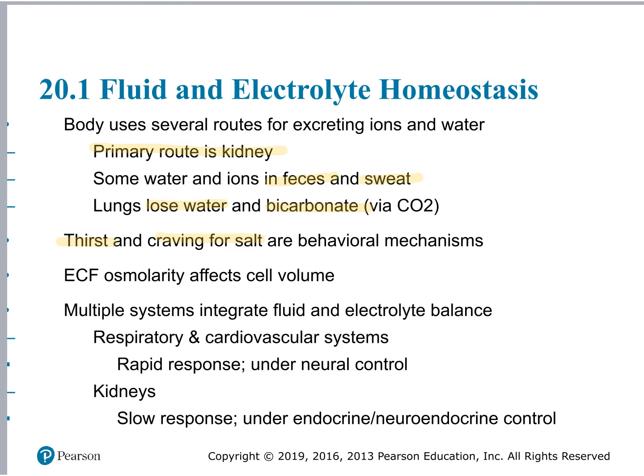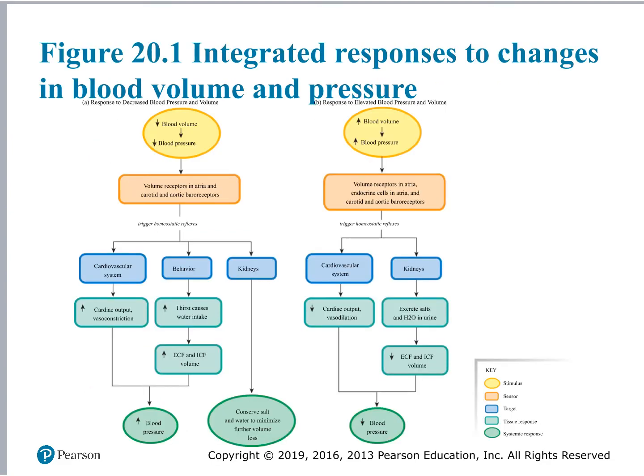When it comes to the systems that help regulate your fluid and electrolyte balance, they can use the respiratory system and the cardiovascular system, and they are faster. They create a rapid response compared to the other system, which is the kidneys. It's a lot slower to put things into and out of the filtrate that eventually becomes part of your urine. Let's look at these mechanisms.